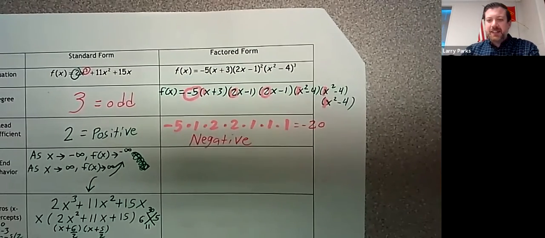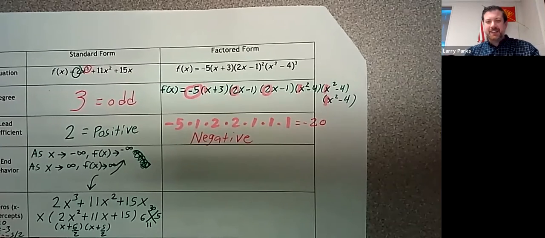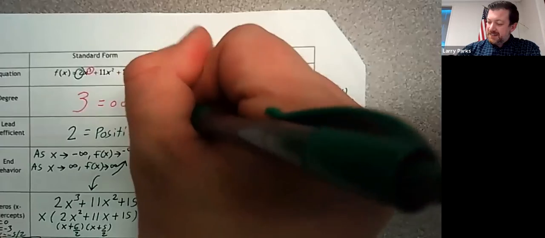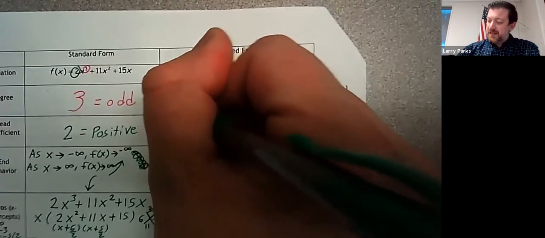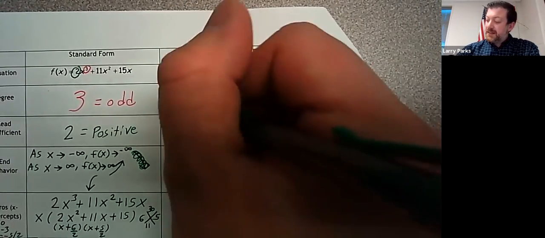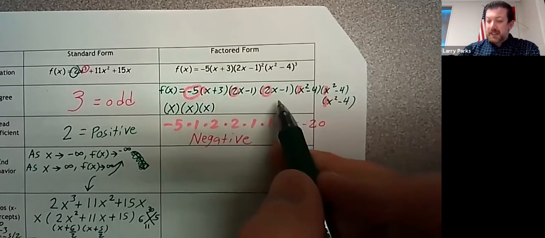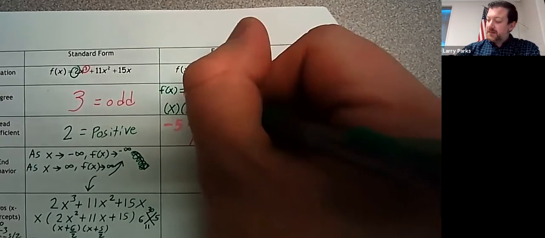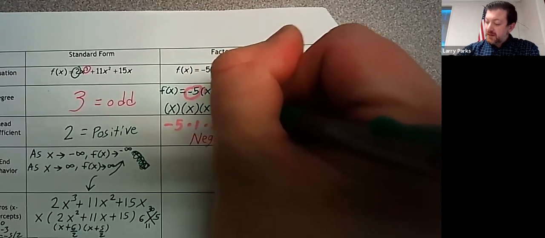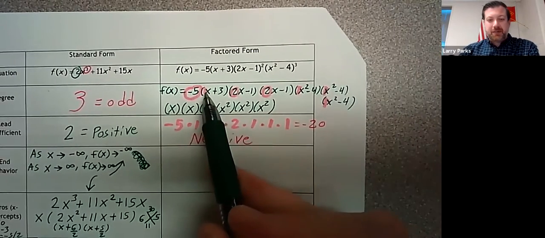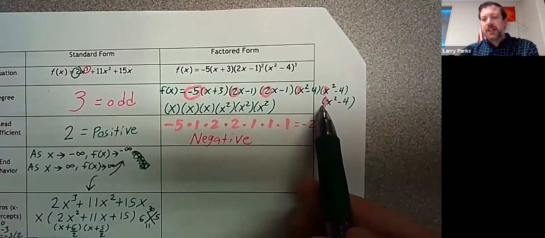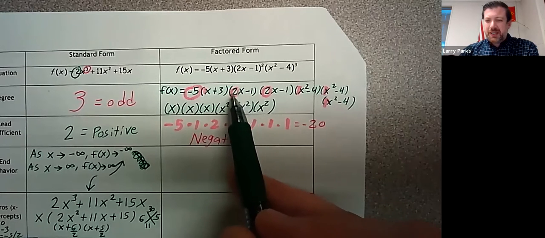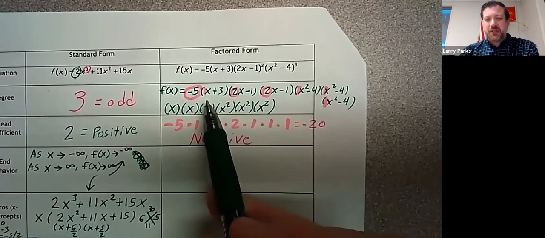Now for the degree, you look at the x's. And so I have x, I have an x, I have an x, I have an x squared, an x squared, an x squared. So all I did was I said I have 1x, 1x, 1x, an x squared, an x squared, an x squared. You may be thinking, why didn't you include the 2? Well, the number out front is just the leading coefficient. We're just looking for the x's.